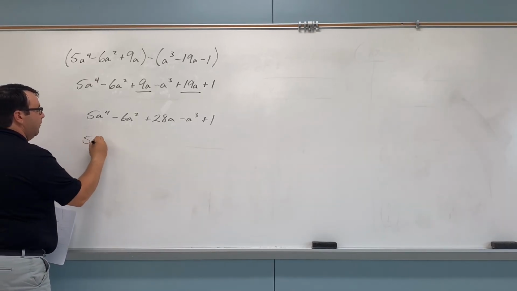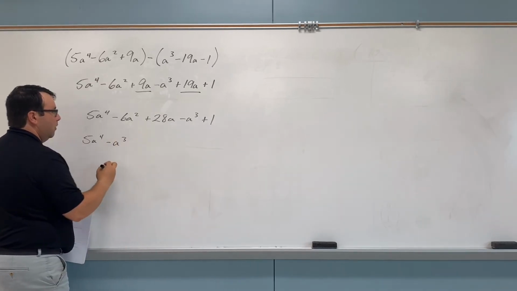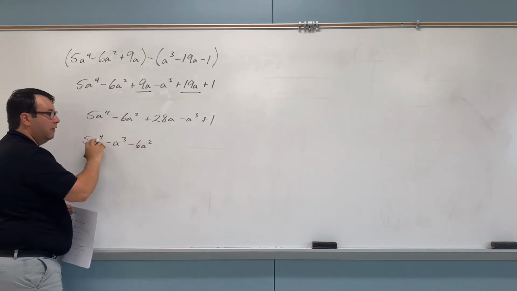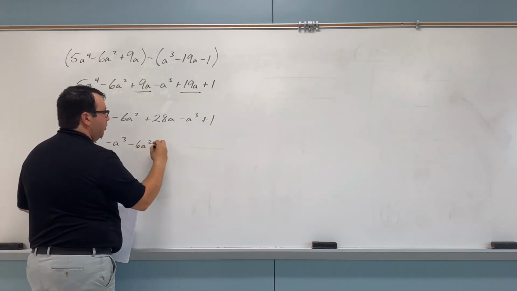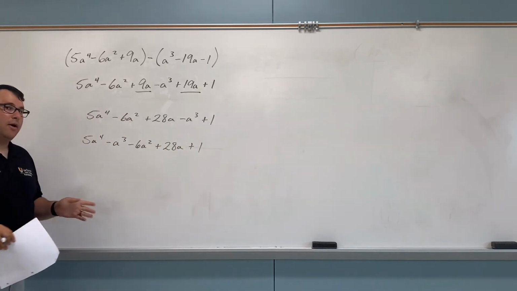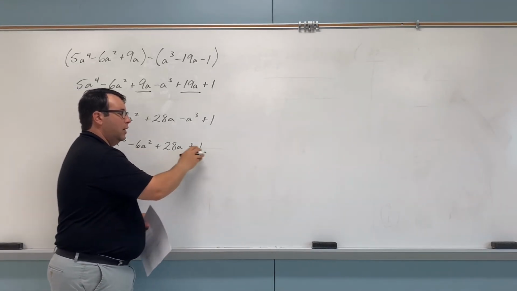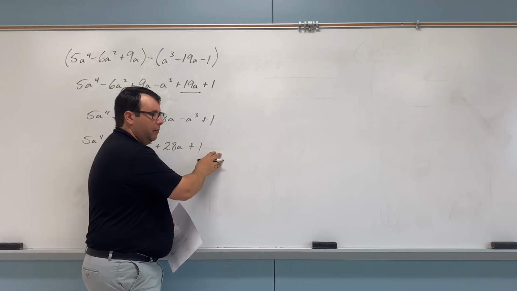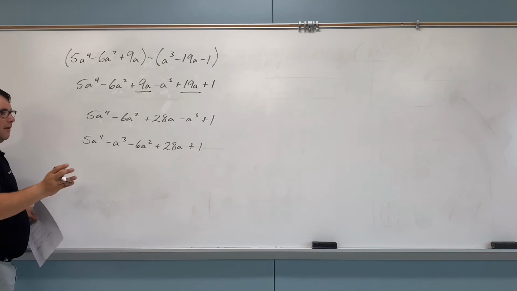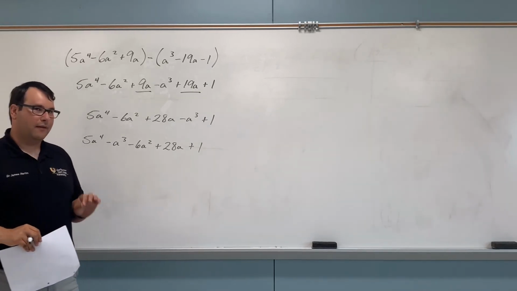This means I would have 5a to the fourth minus a to the third minus 6a squared, just keeping my signs together with my terms, plus 28a plus 1. And now, as I look at my degrees, I have 4, 3, 2, 1, constant. You thought I was going to say blast off, I know, but that's constant. Okay. And that's it. Nothing can be combined. You're in descending order. That is as simple as that gets.